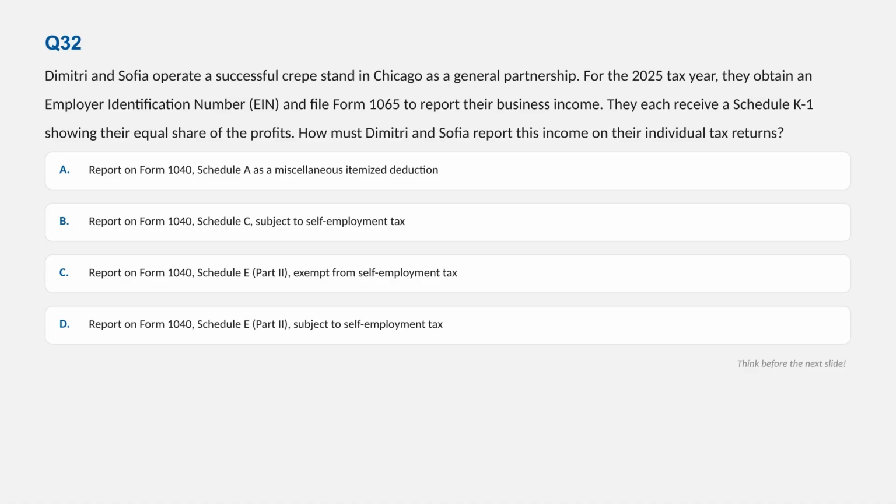A. Report on Form 1040, Schedule A as a miscellaneous itemized deduction. B. Report on Form 1040, Schedule C, subject to self-employment tax. C. Report on Form 1040, Schedule E, Part 2, exempt from self-employment tax. D. Report on Form 1040, Schedule E, Part 2, subject to self-employment tax. Take a few seconds to think about your answer. Pause the video if you need more time.